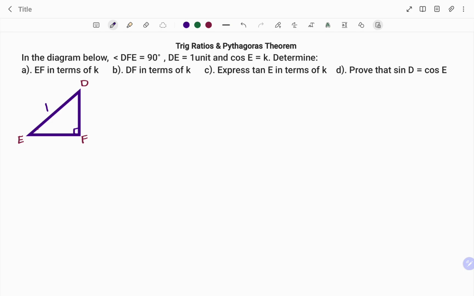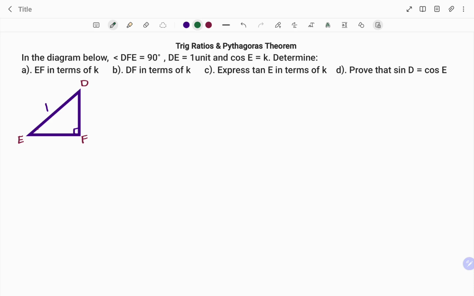In the diagram below, angle DFE is equal to 90 degrees, the line DE is 1 unit, and cos E is equal to K. Determine A, the line EF in terms of K, B, the line DF in terms of K, C, express tan E in terms of K, and D, prove that sine D is equal to cos E.